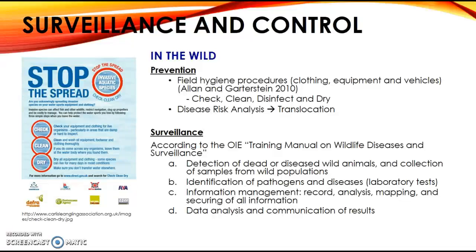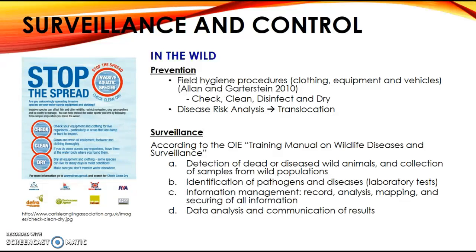In the wild, prevention can take place by following field hygiene procedures. Clothing, equipment, and vehicles need to be checked, cleaned, disinfected, and put to dry, and disease risk analysis should be done for translocation processes. Now, surveillance. According to the OIE Training Manual on Wildlife Diseases and Surveillance, there are 4 steps.